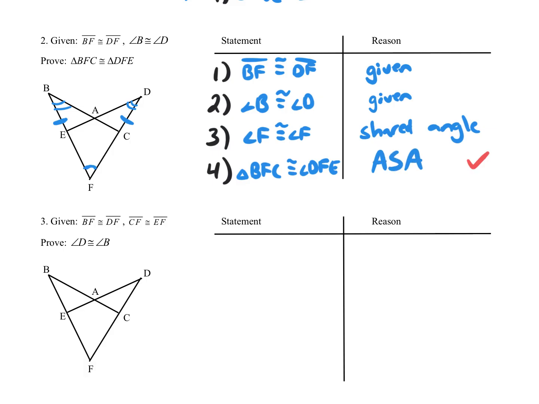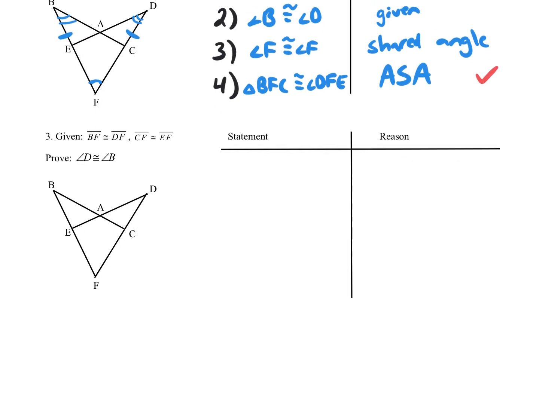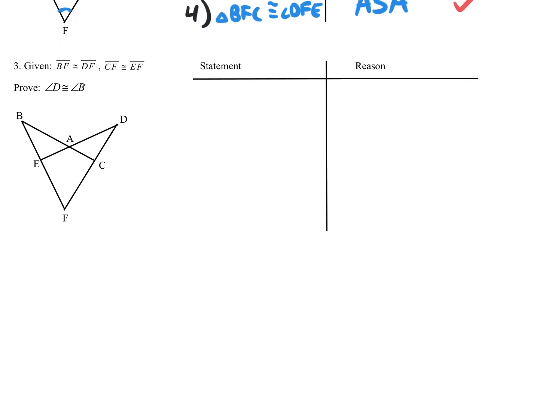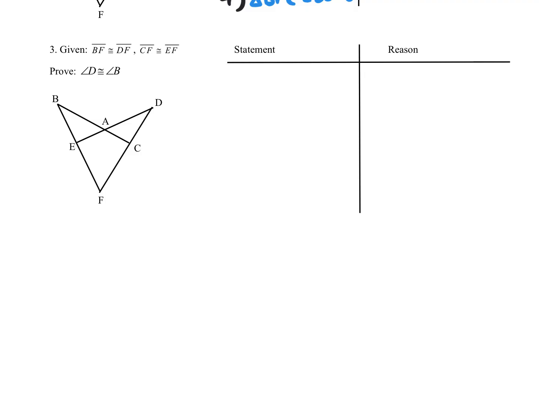All right, last one I want you to do for today is number 3. Before you get started on number 3, do you notice anything different about number 3 compared to the ones we've done? Right, you're not proving 2 triangles to be congruent, you're proving 2 angles. But what do you have to prove in order to prove that? That the triangles are congruent.